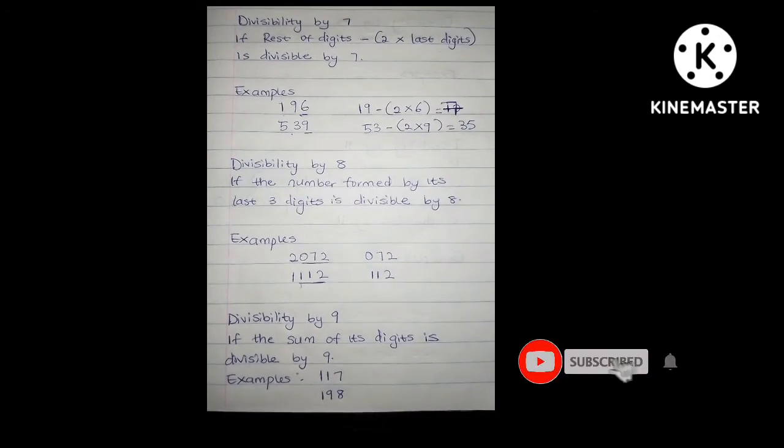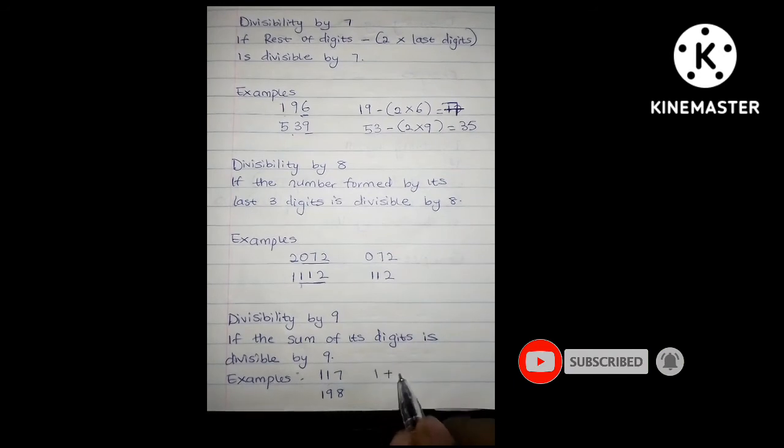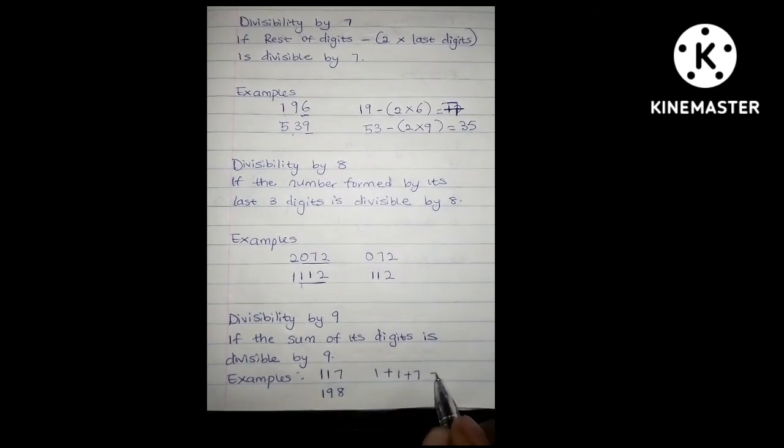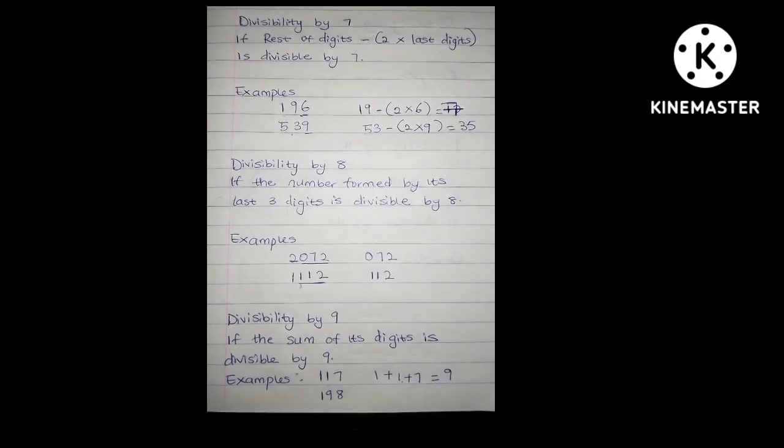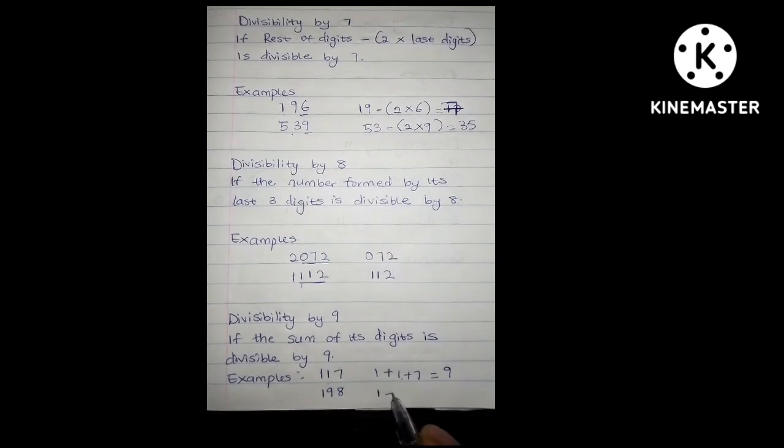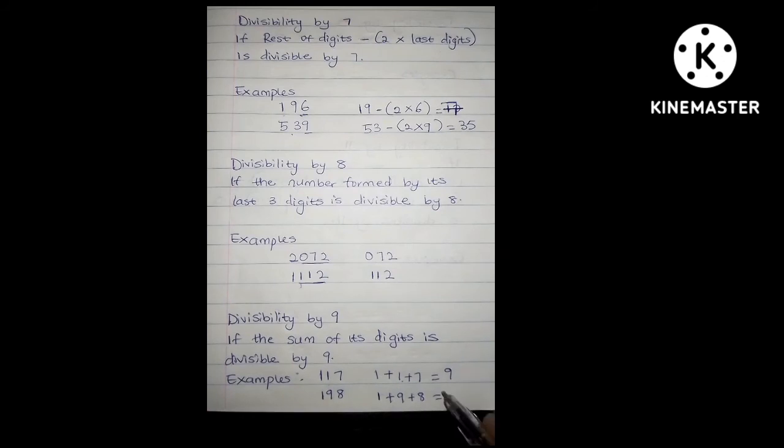If the sum of its digits is divisible by 9, so the sum of these digits is 1 plus 1 plus 7, which is going to give us 1 plus 1, 2. 2 plus 7, we're going to have 9. And 9 is divisible by 9. The next number, the sum is 1 plus 9 plus 8, which is going to give us 18. And 18 is divisible by 9.